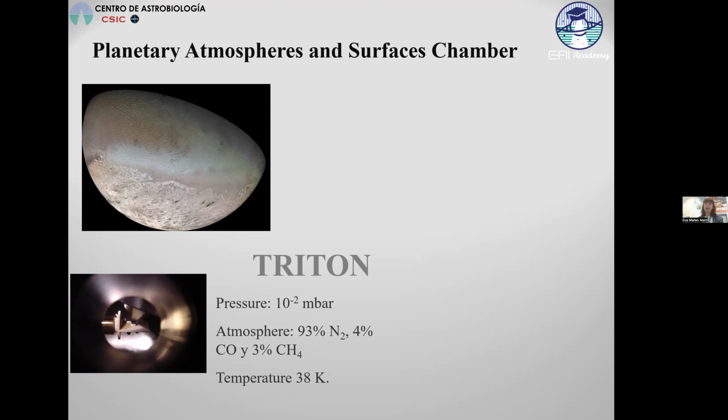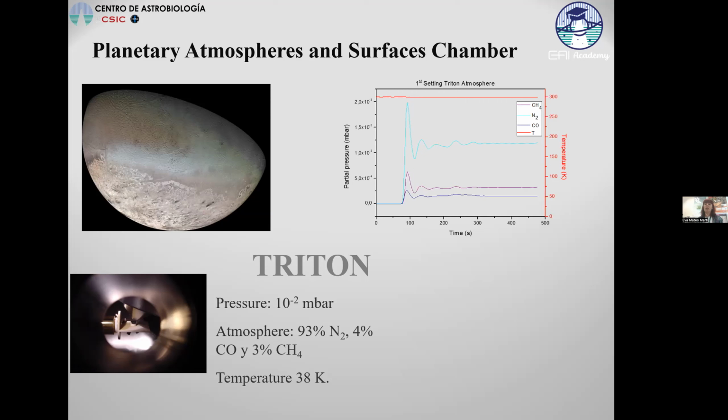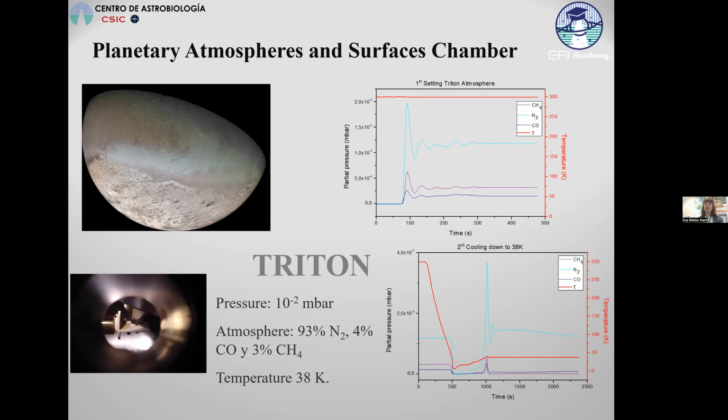So in this case, we were setting the Triton atmosphere, a mixture of several gases that we can see there. And then we were cooling down until 38 Kelvin.